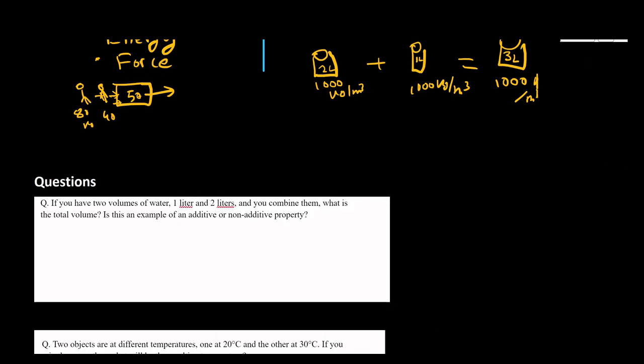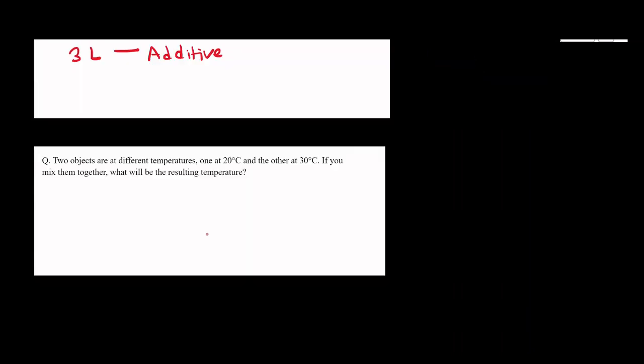Okay, so if you have 2 volumes of water, 1 liter and 2 liters, you combine, oh yeah, we just did that. So what is the total volume? Well, it's 3 liters. Is this an example of an additive or non-additive property? Well, it is an additive property. Let's solve another question.